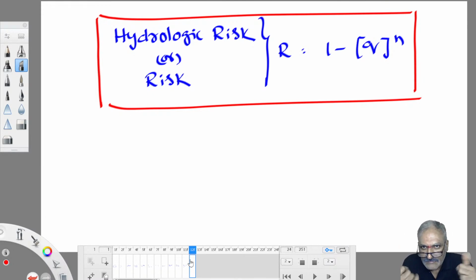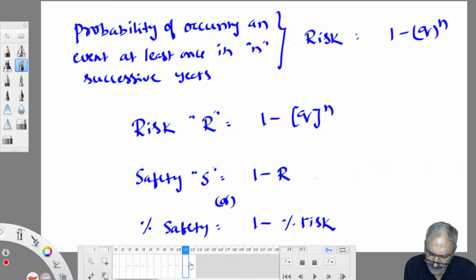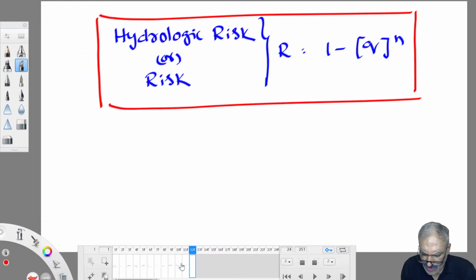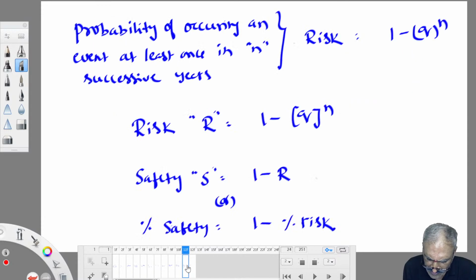Just mugging up the formula will not give you success in a competitive exam. Learn the concept, understand the concept, and ultimately the formula you can remember or mug up, then reproduce in the exam. Comfortably you can recollect what is Q, what is R. So generally, if you know risk, we can also find out safety. That's what I wrote here. Safety or assurance, whatever it may be. Indirectly also they will sometimes ask.